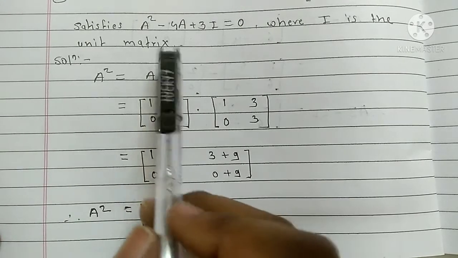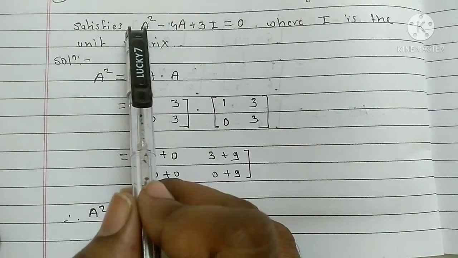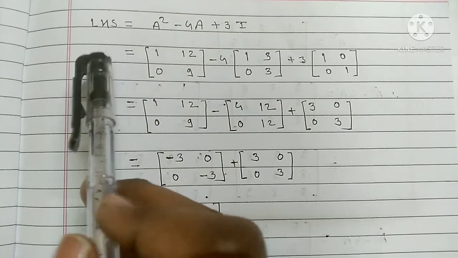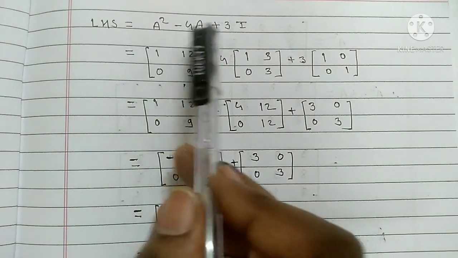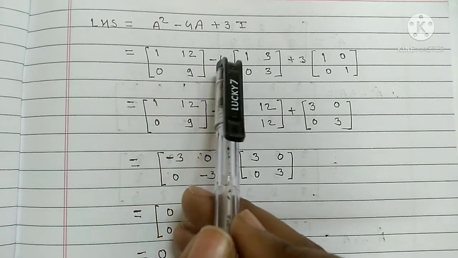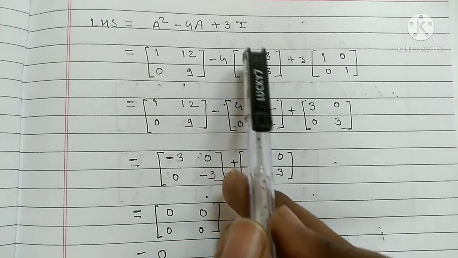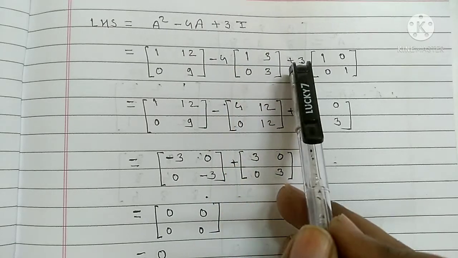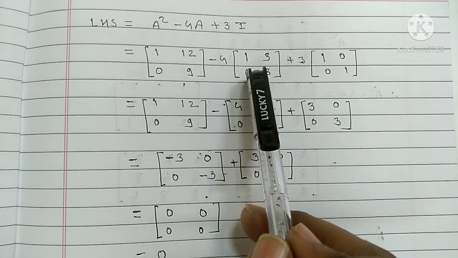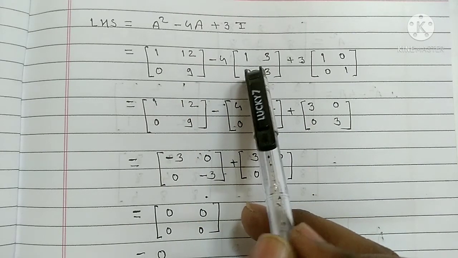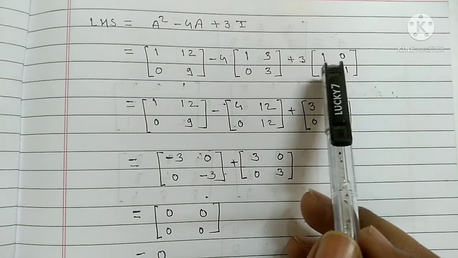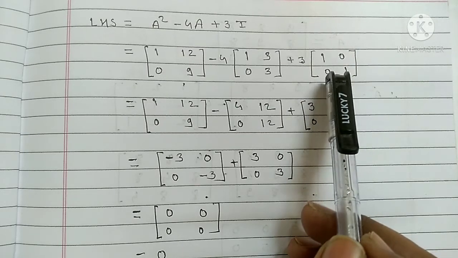So, now we will solve this left hand side. A square minus 4A plus 3 into I. So this is our left hand side. So first A square is 1, 12, 0, 9 minus 4 into A. A is given, A is 1, 3, 0, 3, plus 3 into I, where I means identity matrix or unit matrix. Here the first two matrices are of the order 2 cross 2, so I will be of the order 2 cross 2. So 1, 0, 0, 1. So this is our unit matrix.